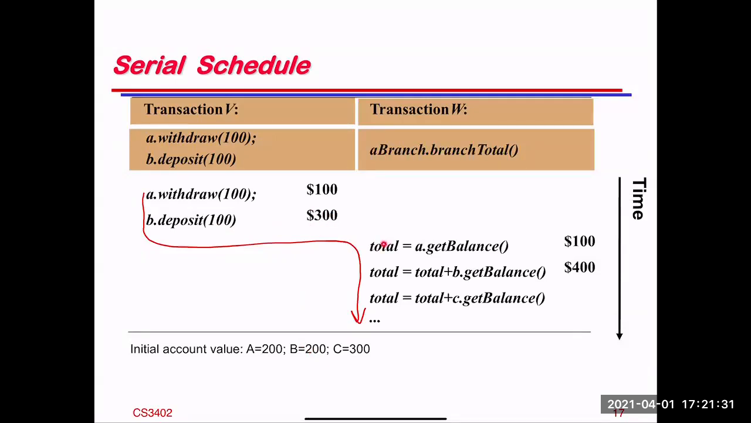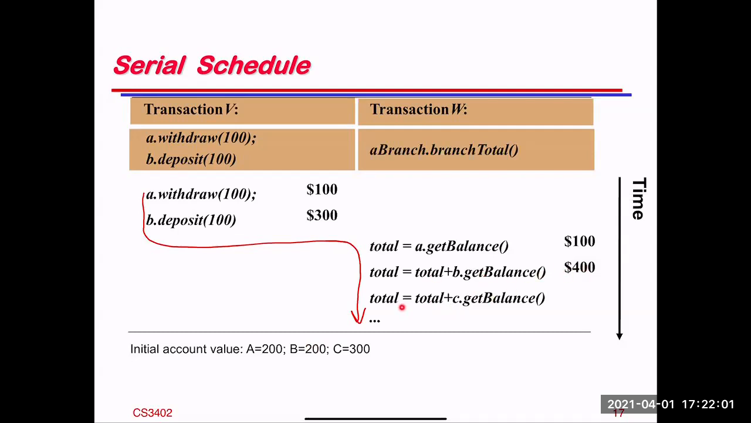After this, we're executing transaction W, right? So we're done with transaction V. This is a completely serial schedule. I'm first completing one transaction, and only then I'm starting the next one. Here I'm getting the current balance of A. The current balance is 100, right? Because that was the result of transaction V. Then I'm adding to the total variable the balance of B, and let's assume it was 200. So 200 plus 200 is 400.